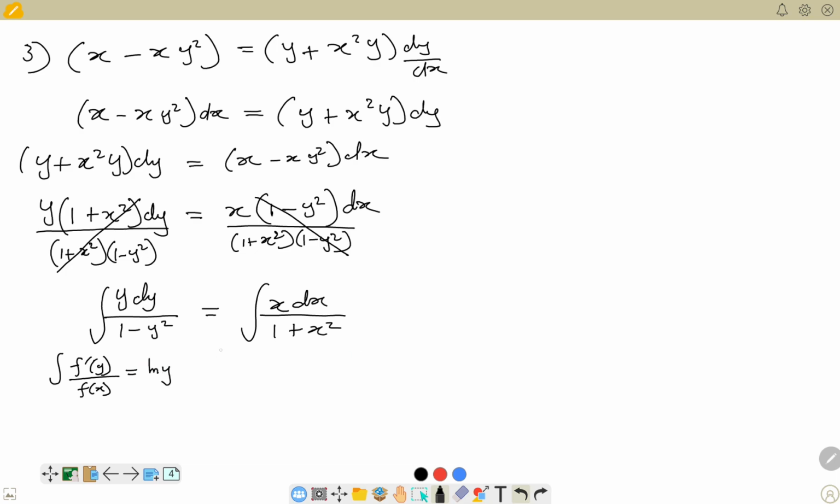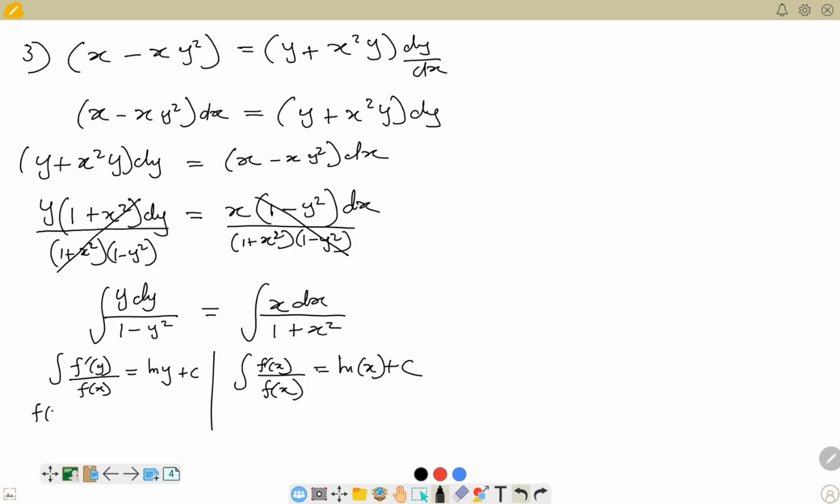I won't write plus c. We know that when we are integrating, we need plus c. Or let's write it, it's okay. Then this side, integral of f of x. The formula is the same. I just want to show that on one side we have y variables, and on the other side we have x variables, like that.